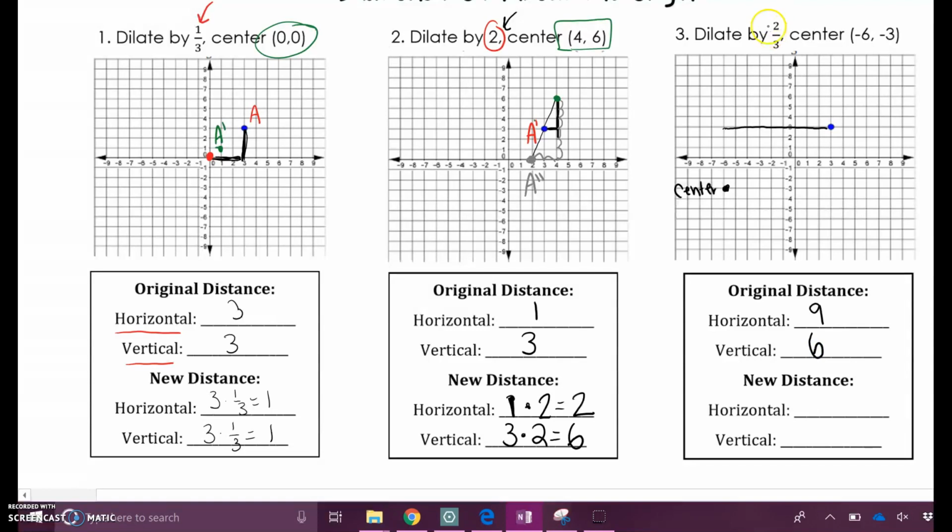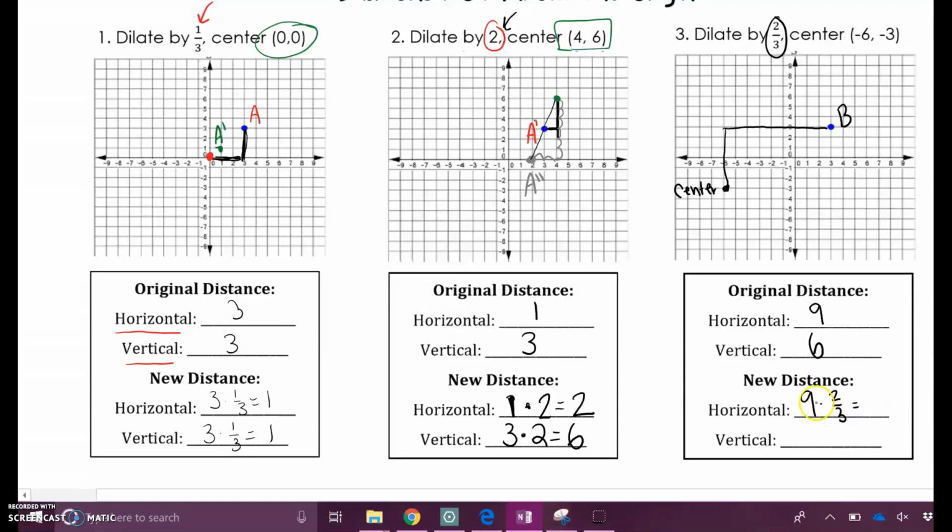That is a vertical distance of 6. Now, our scale factor is 2/3. So that doesn't mean we take 2/3 of our point here. We'll call this point B. It just means that we're taking the distance away from the center of dilation, the horizontal and vertical distance. We're going to cut that into 2/3. So our horizontal distance of 9 is going to be multiplied by 2/3.